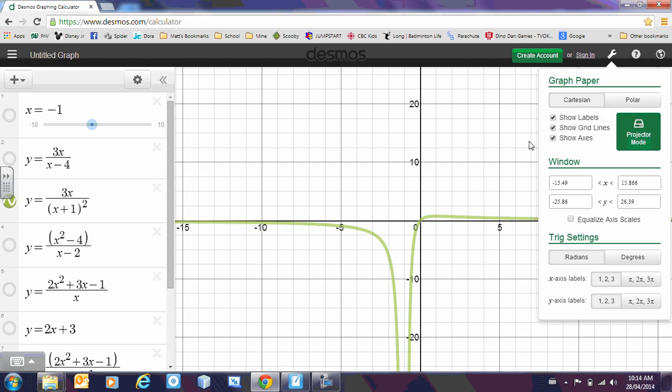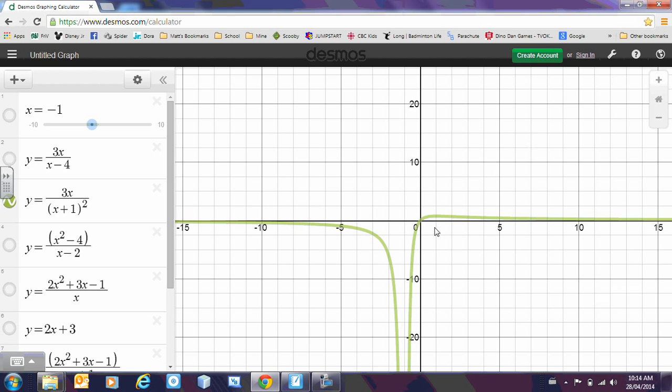So you want to remember that horizontal asymptotes are values that we approach as we get out to positive infinity, negative infinity. It doesn't mean that they're illegal points on our graph. It's just that's what we tend towards as we get really, really big.